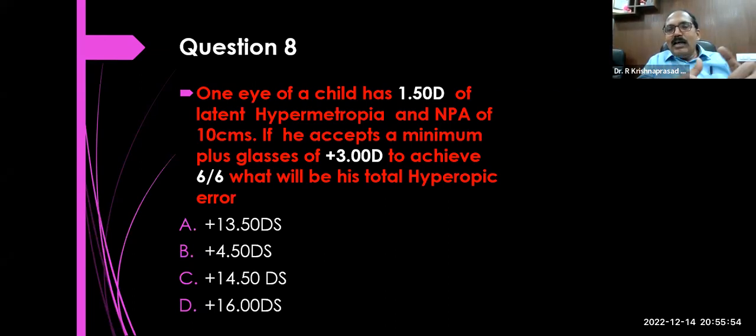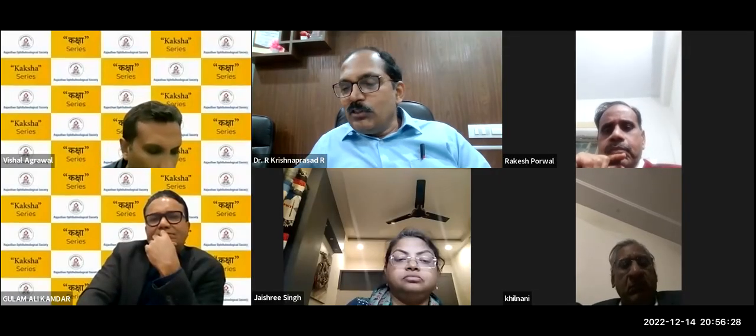That means the child has an accommodation of 10 diopters. Then over and above that, he accepts plus 3. This is the absolute hypermetropia. That means in this child, 1.5 is latent hypermetropia. Plus 10 diopters is facultative hypermetropia, the amount of hypermetropia which is corrected by the faculty of accommodation. And plus 3 is the absolute hypermetropia. So the overall hyperopic error will be plus 14.5. So that is a great answer, and very happy to finish it on a high note.